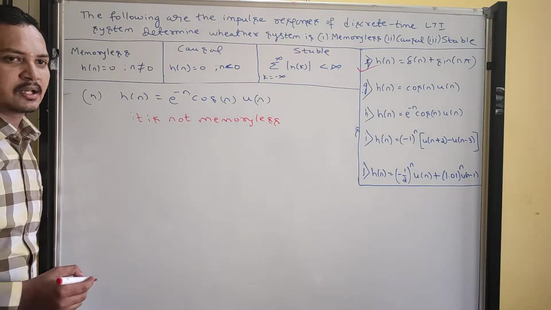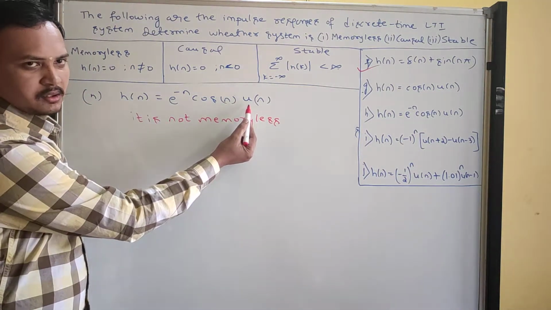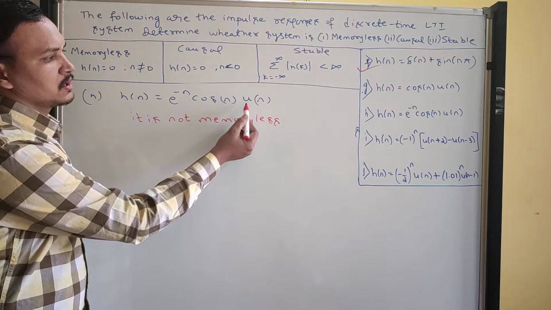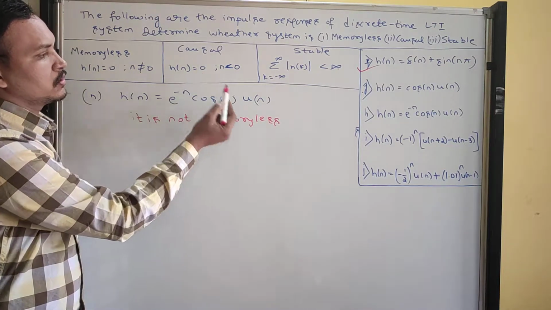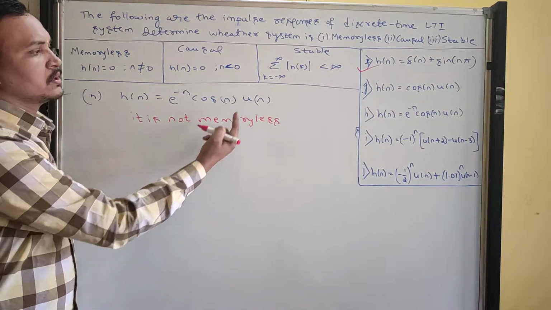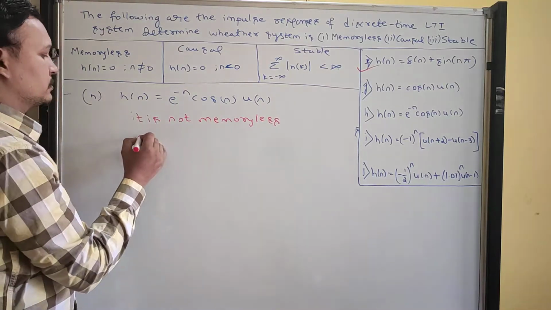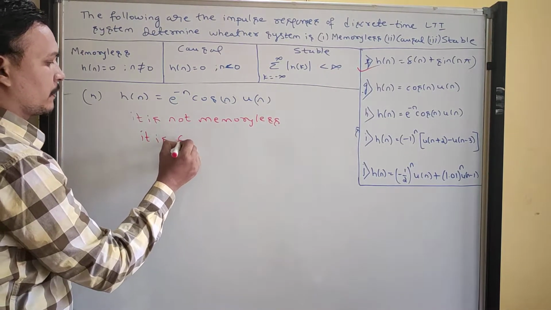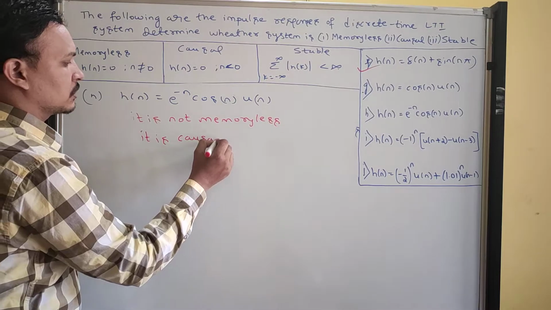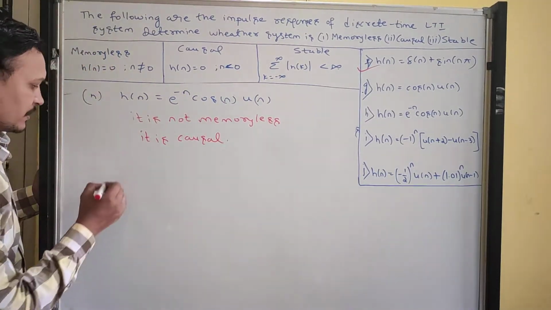What about causality? See, u of n is there, so it is only a right-sided sequence. When n is less than 0, what is your u of n? 0. 0 into something is 0 only. So therefore it is causal. Next, stability is important.